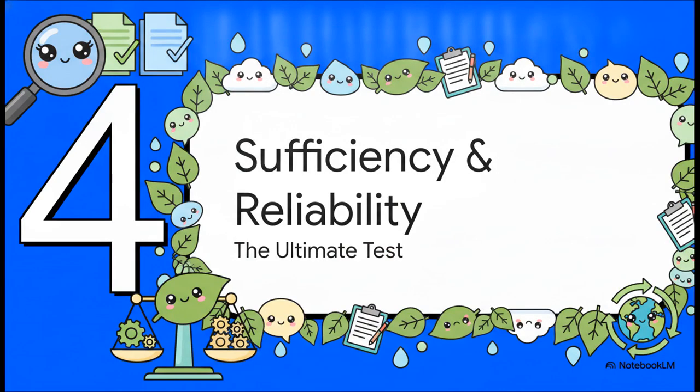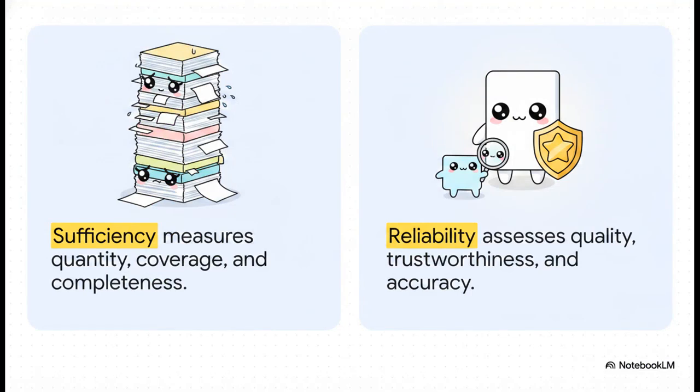And that brings us to our final phase, the ultimate test of our gathered evidence. Section 4, Evidence Sufficiency and Reliability. To make a bulletproof, defensible conclusion, the evidence has to pass two incredibly strict tests. First, sufficiency. Do we actually have enough data? Is the coverage complete? Second, reliability. Is the data trustworthy and authentic?